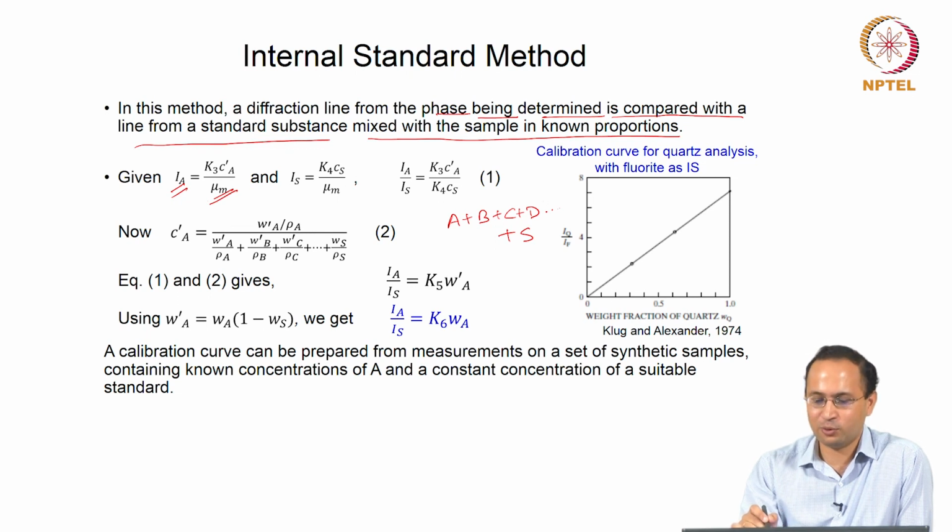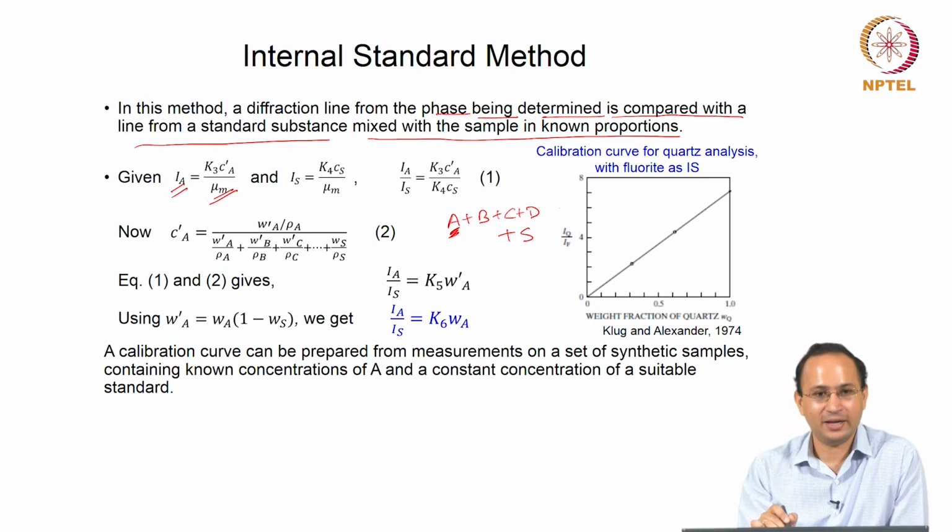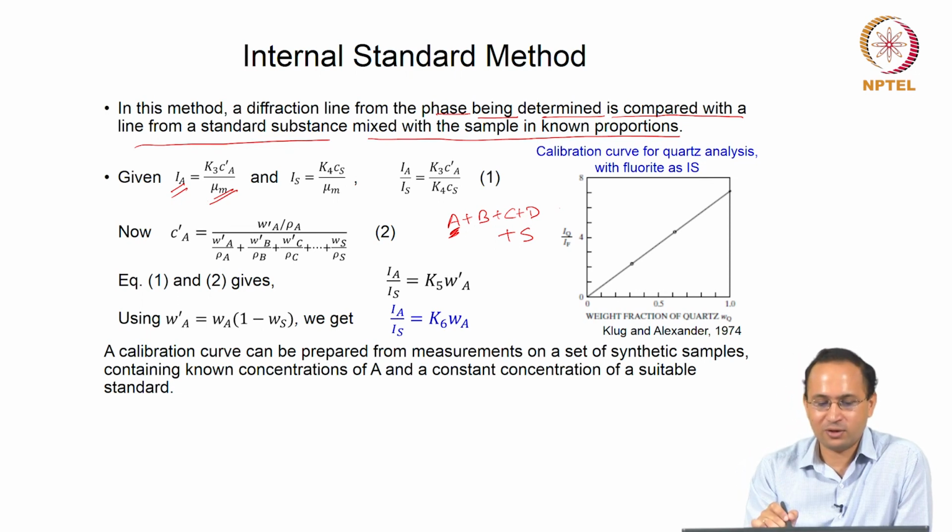Because you already have, suppose, 4 phases A, B, C, D. Now you are adding S. Now we are focusing on the volume fraction. Suppose the volume fraction of A in this mixture is C prime A. The volume fraction of A in A, B, C, D will be different.